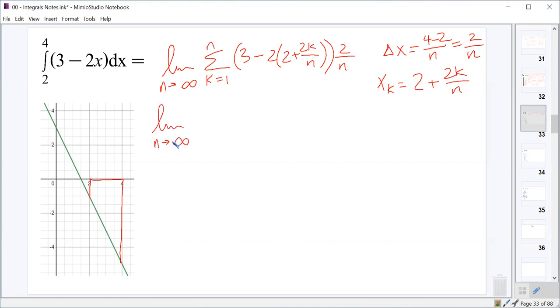We'll kind of take it in a couple steps here. First, we've got the negative 2 being multiplied by the 2, which is a negative 4. And I have the constant of 3, and then a minus 4. 3 minus 4 is going to give us negative 1. So we're going to have negative 1. And then we've got the minus 2 times the 2k over n, which is negative 4k over n. And that's still being multiplied by 2 over n.